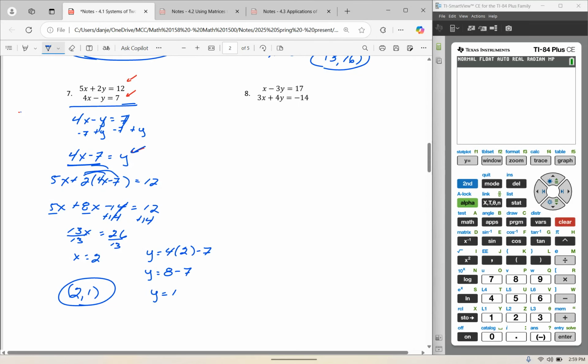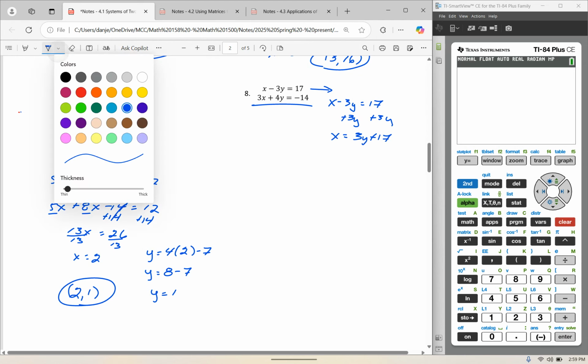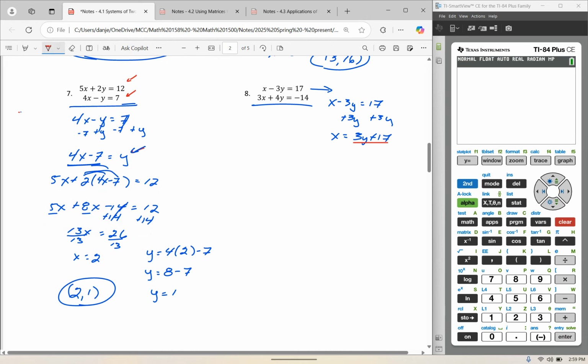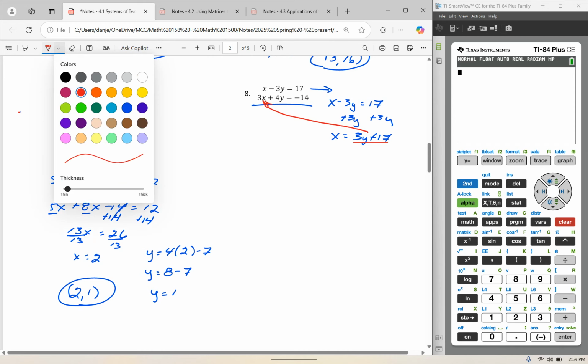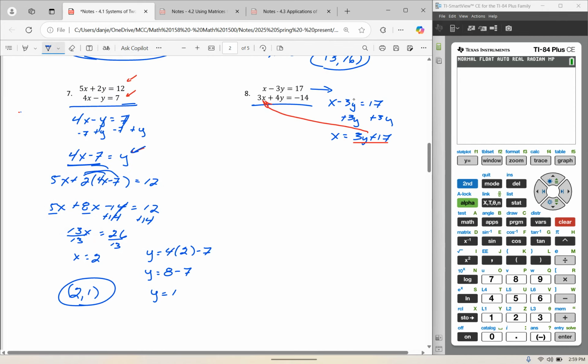Okay, now let's look at number 8. Number 8, what we're going to need to do is solve for x in the first equation. So x minus 3y equals 17. So I'm going to add 3y to both sides. So x is 3y plus 17. So what I want to do now is take that 3y plus 17 and substitute it for x in the second equation. So that second equation will become 3 times (3y plus 17) plus the 4y equals negative 14.